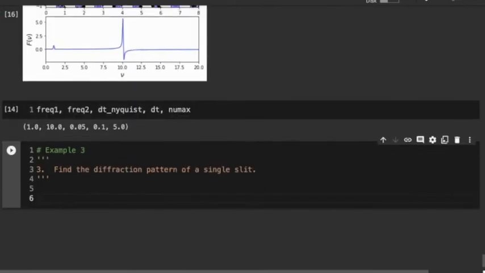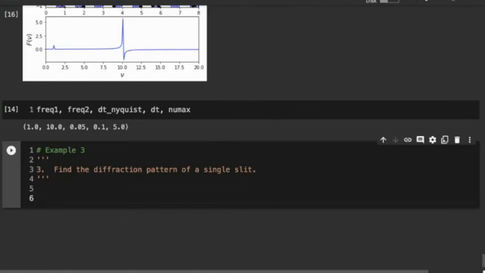Now, how do I do that? How do I go about finding the diffraction pattern of a single slit? So for the single slit diffraction pattern, the background physics knowledge that you need to have is the fact that the diffraction pattern of a single slit is the square of the Fourier transform of the slit function.